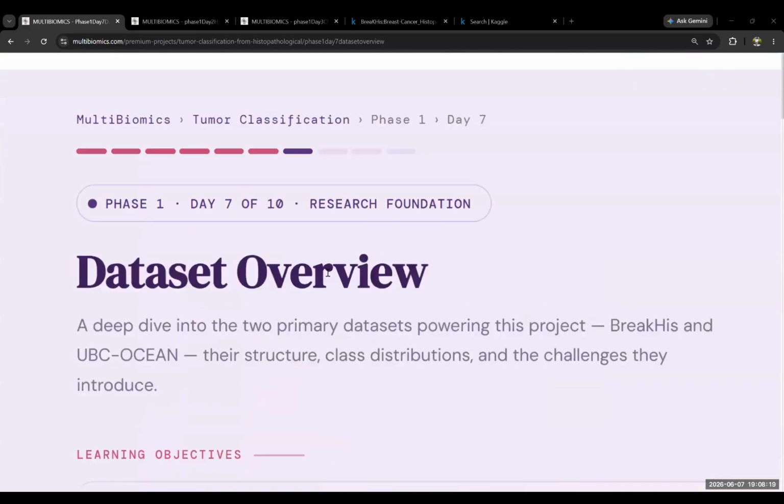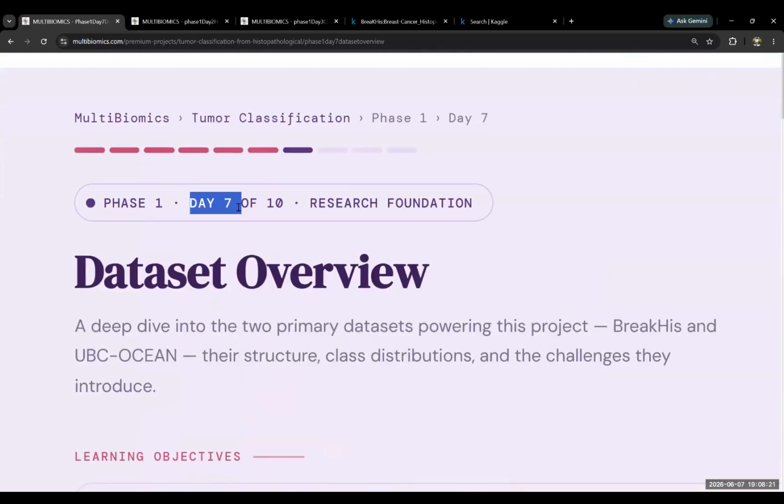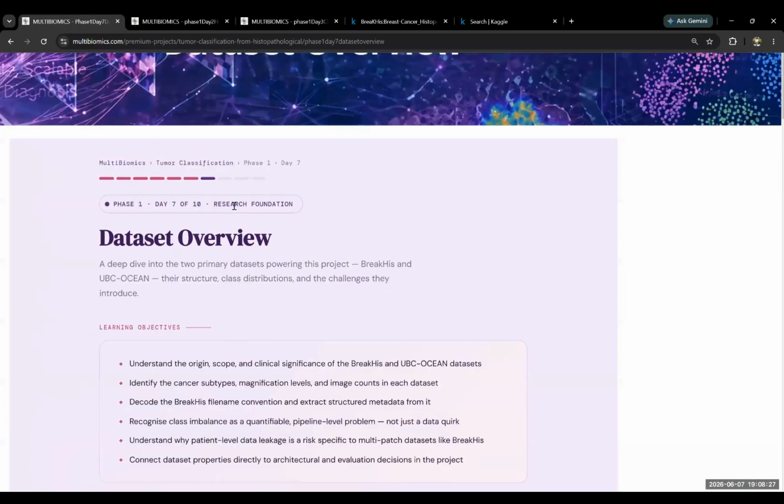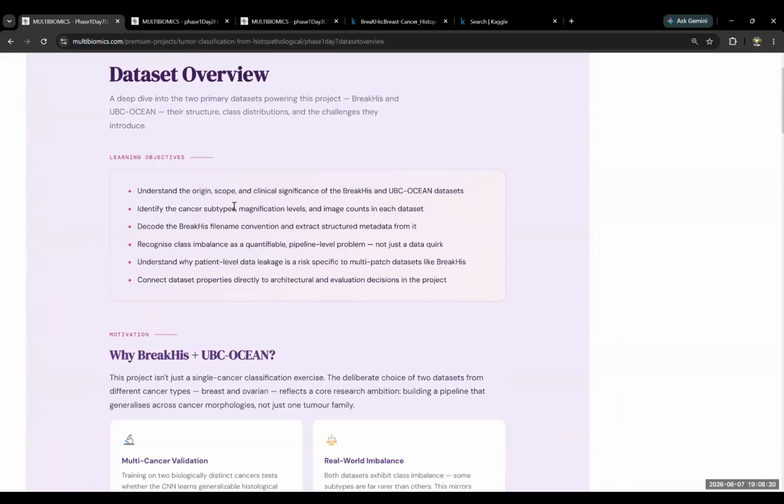Can you see here? This is the 7th day, but I want you to be familiar with the data set today itself. But nonetheless, we'll go, because there are some things that you should know before going onto the data sets. So I'll repeat this topic again on the 7th day.